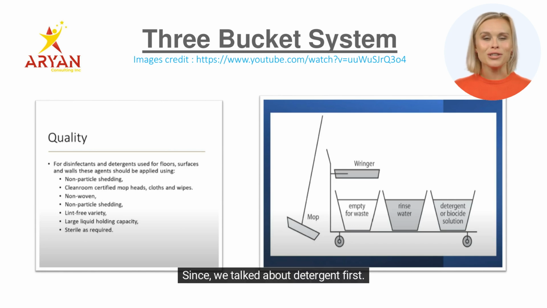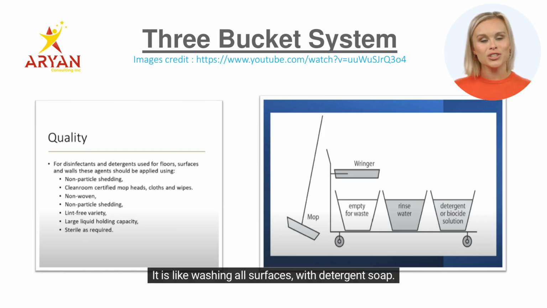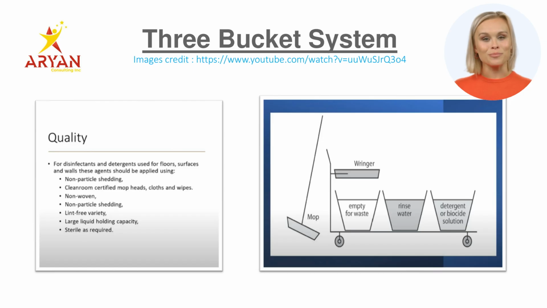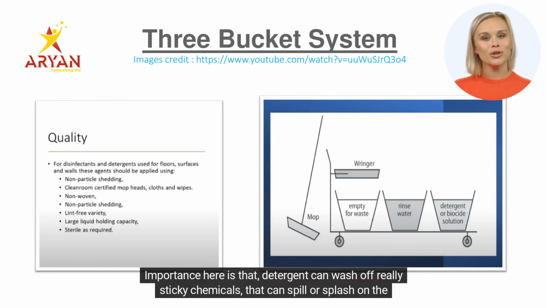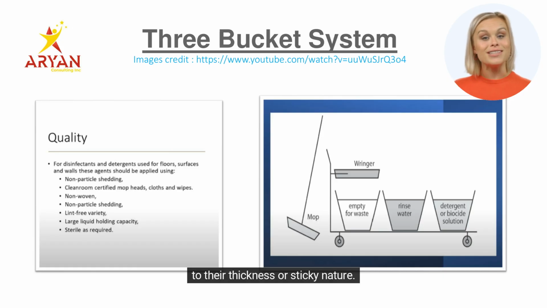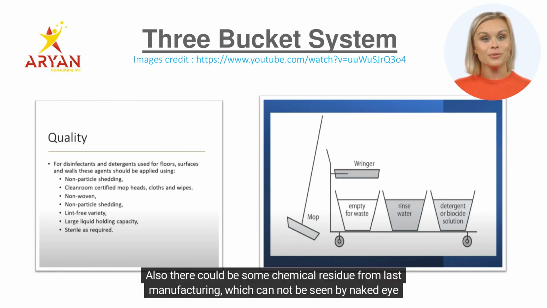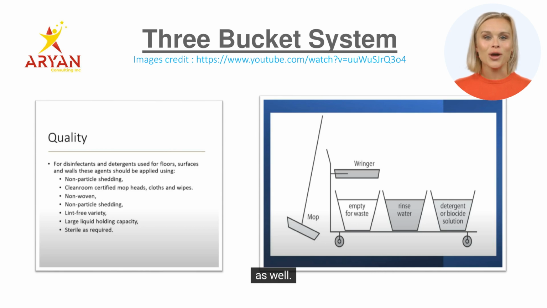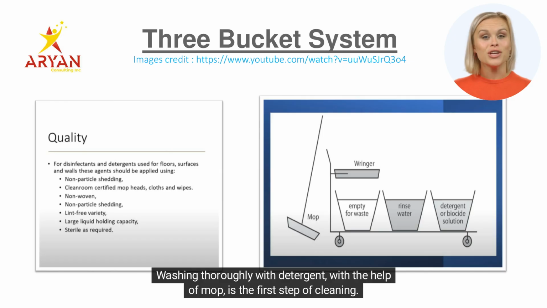Since we talked about detergent first, this is the first step of cleaning. It is like washing all surfaces with detergent soap. The importance here is that detergent can wash off really sticky chemicals that can spill or splash on the walls or ceilings, that cannot be seen by the naked eye and are hard to take off with regular cleaning due to their thickness or sticky nature. Also, there could be some chemical residue from the last manufacturing, which cannot be seen by the naked eye as well. Washing thoroughly with detergent with the help of a mop is the first step of cleaning.